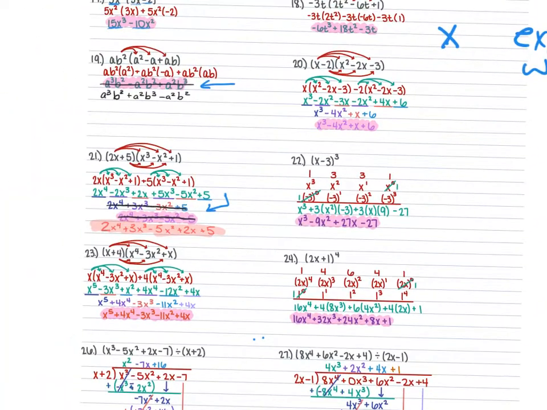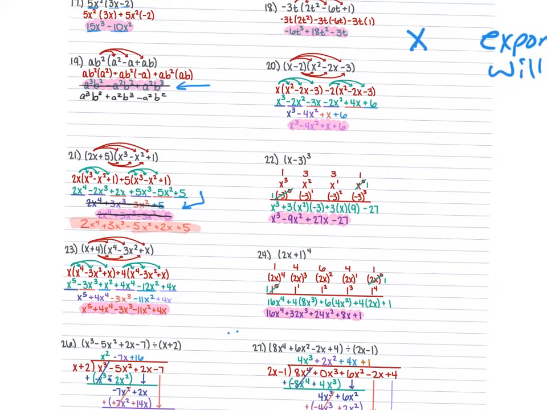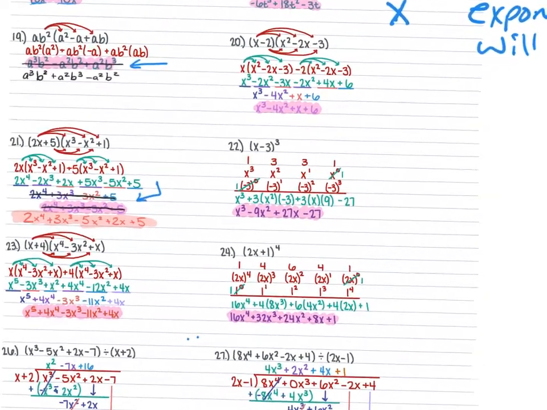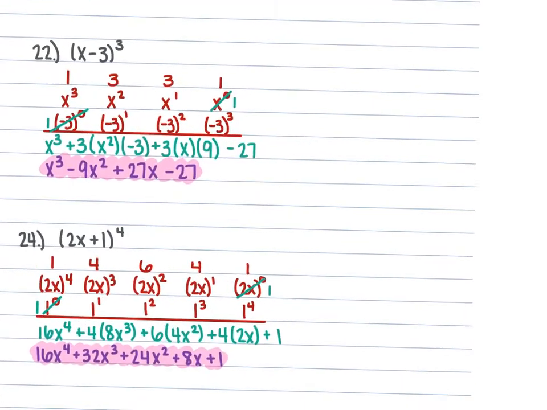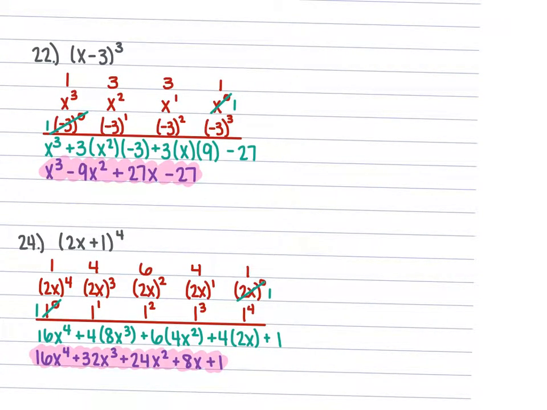Okay, let's look at 22 and 24, because 22 and 24 are the exact same type. So I'm going to do one of them because if I can do one, then I should be able to do them all. I'm going to do 24 because 24 is the harder of the two. 22 is easy compared to 24. So 24, I need to raise this to the fourth power. How can I do that? What method can I use? Yes, sir. Pascal's triangle. Let's construct Pascal's triangle.